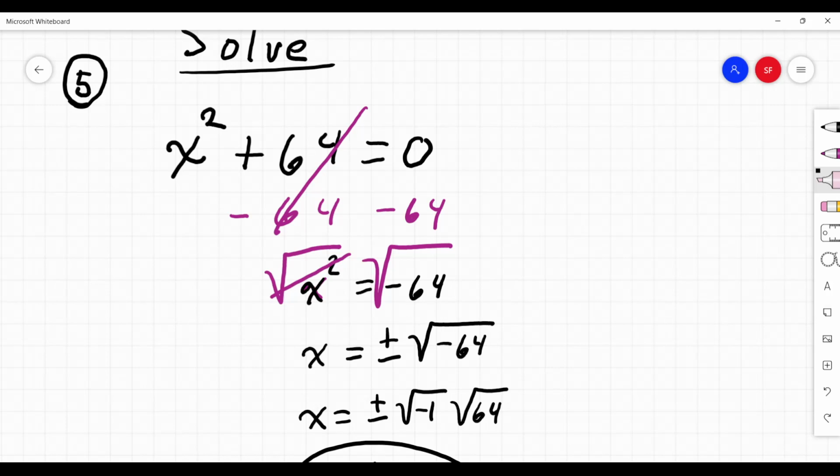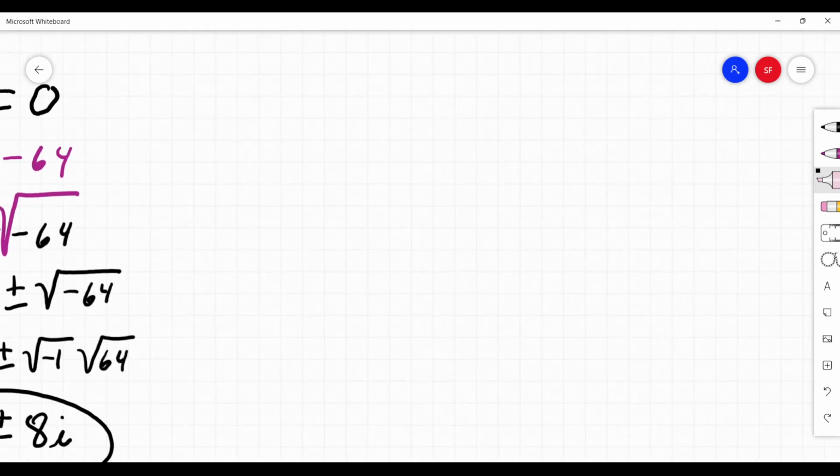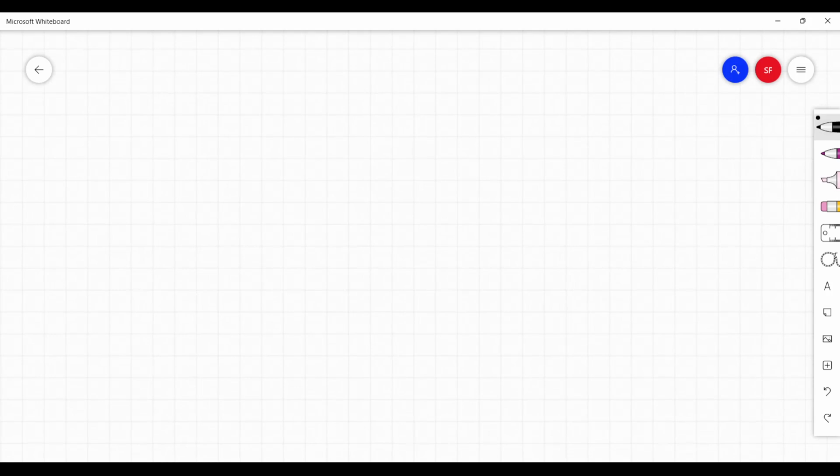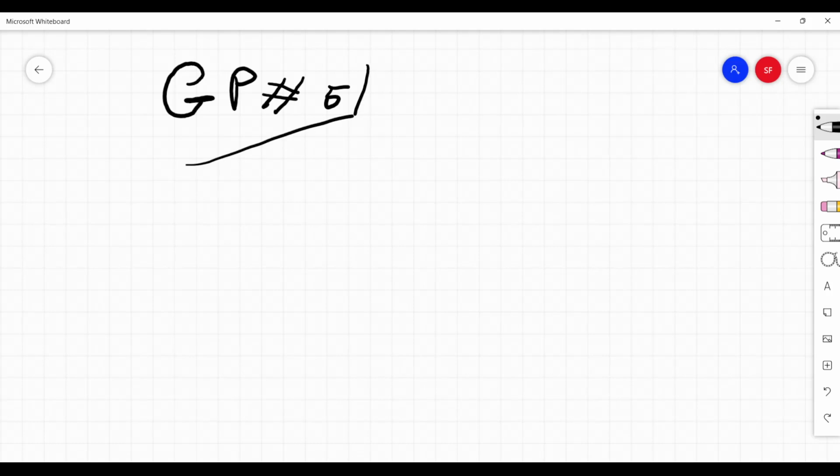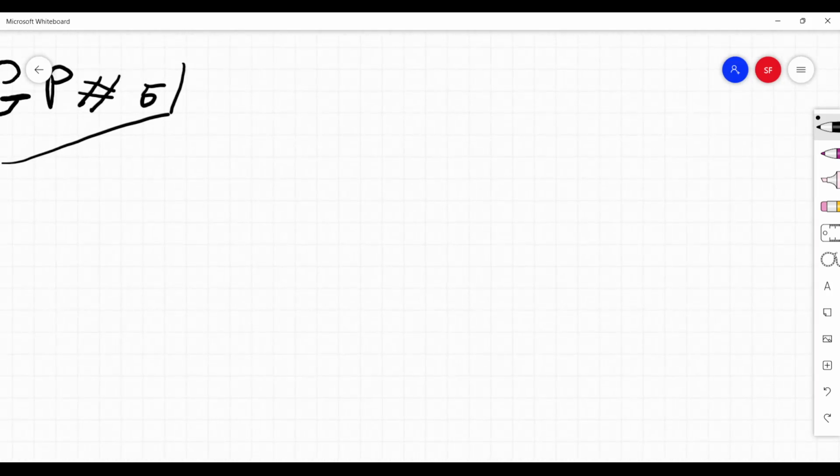We're going to do a guided practice, and then I'm going to assign you a little homework, even though we're not quite done with this lesson. Then you'll do more homework later. Guided practice number 5: 4y squared plus 100 equals 0. Ready, go.